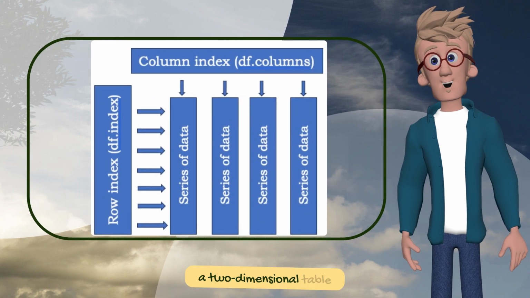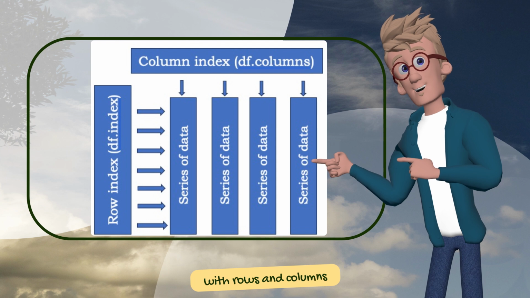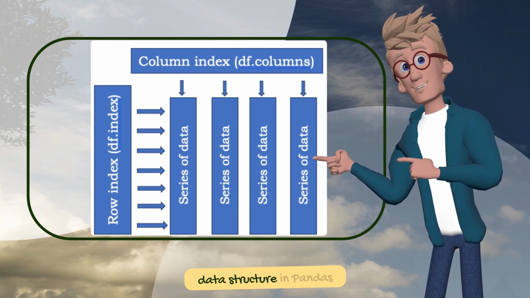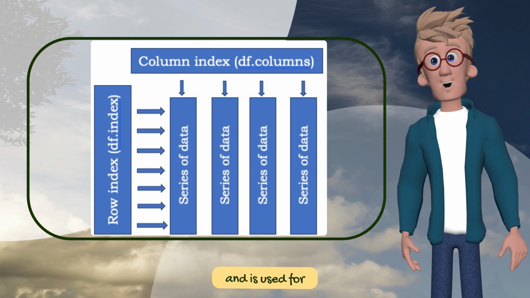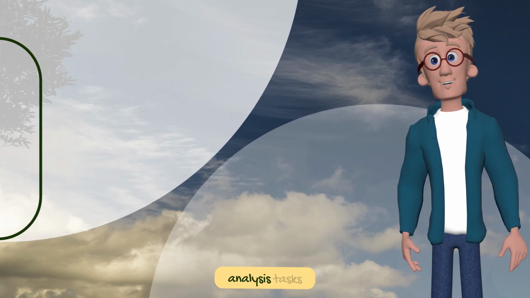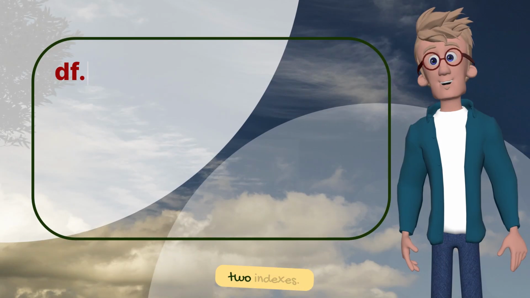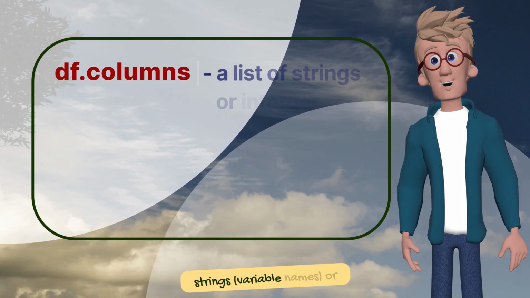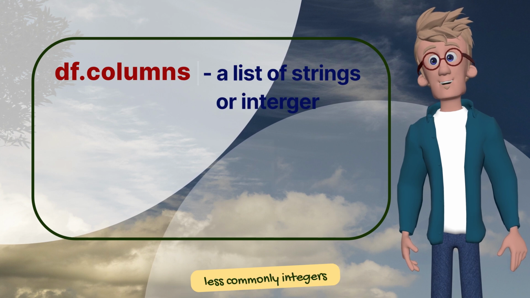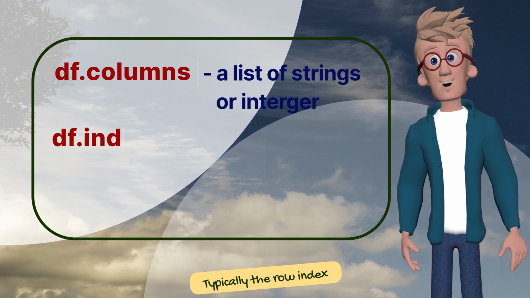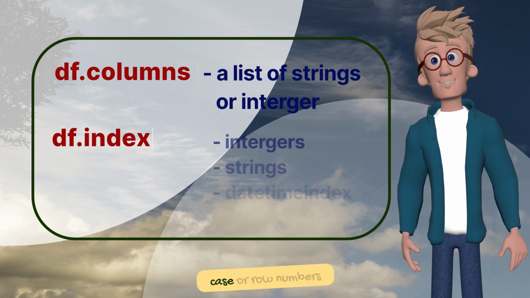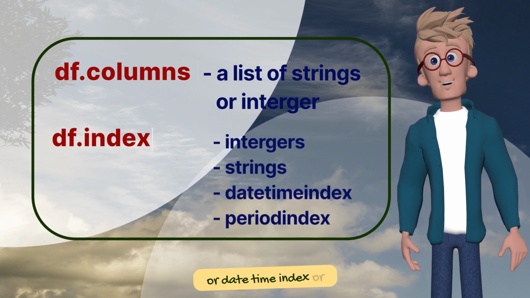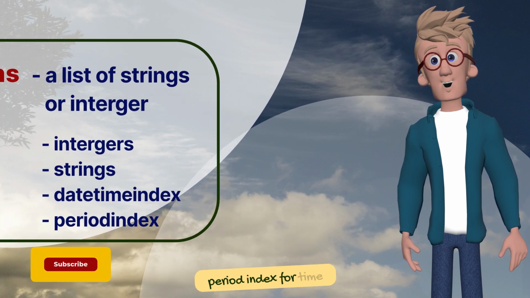DataFrame. A two-dimensional table with rows and columns similar to a spreadsheet or a SQL table. It is the primary data structure in Pandas and is used for most data manipulation and analysis tasks. A data frame has two indexes. Typically, the column index is a list of strings, variable names, or less commonly, integers. Typically, the row index might be integers for case or row numbers, strings for case names, or a datetime index or period index for time series.